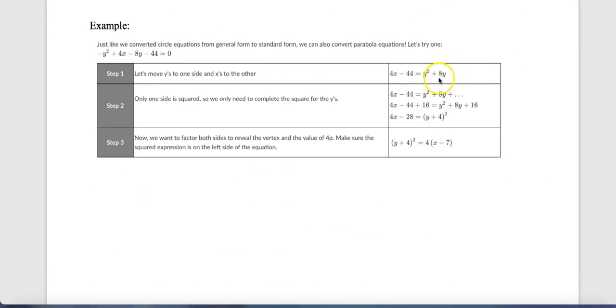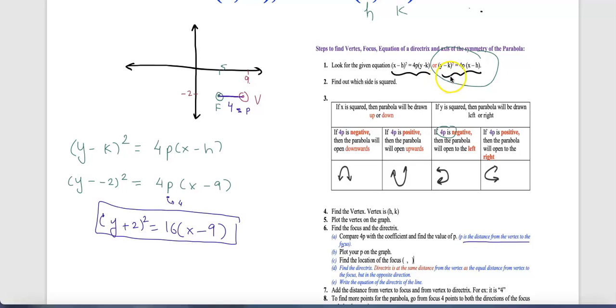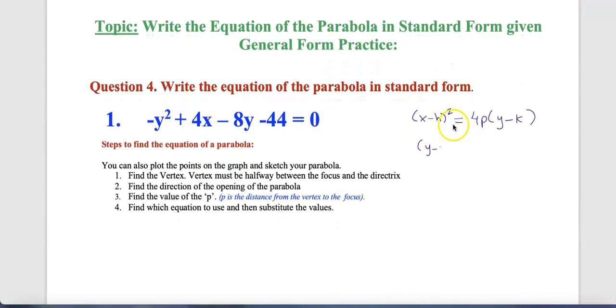Let's check again over here. It's y minus k whole square is equal to 4p x minus h. So either or, in this one equation we will be working.